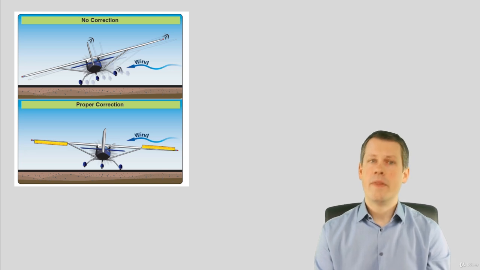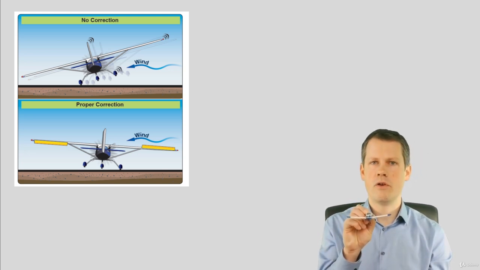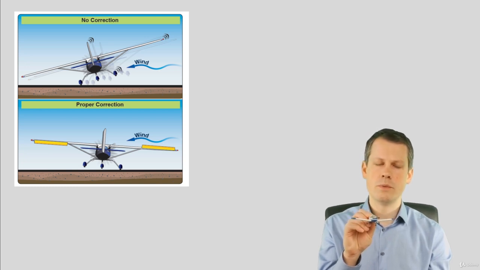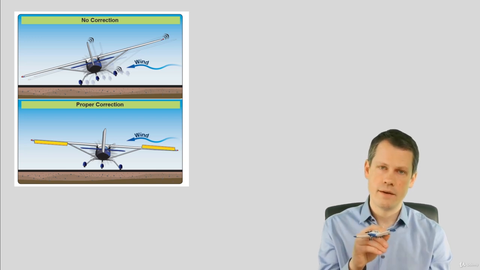Then keep in mind the weather vaning tendency of the airplane. So the nose of the airplane will want to turn into the wind. So if you have a wind from the left, crosswind, the nose will tend to turn to the left. If you have a wind from the right, it will turn to the right. It always will try to turn into the wind.